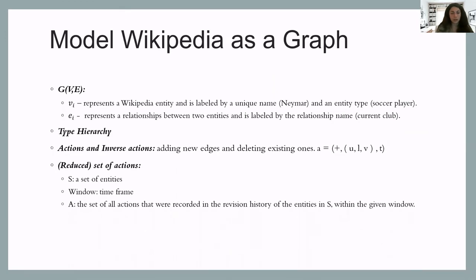To do that, we model Wikipedia as a graph. Each entity will now be a node in the graph, and each link connecting two entities will now be an edge. We use the type hierarchy that is provided by Wikipedia, so each node has a specific type. We address the edits as actions, so we could add new edges or delete existing ones. And we do pre-processing to get a reduced set of actions that won't include actions that are canceled later on.